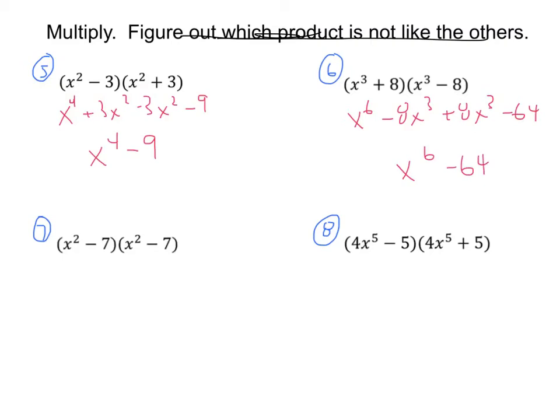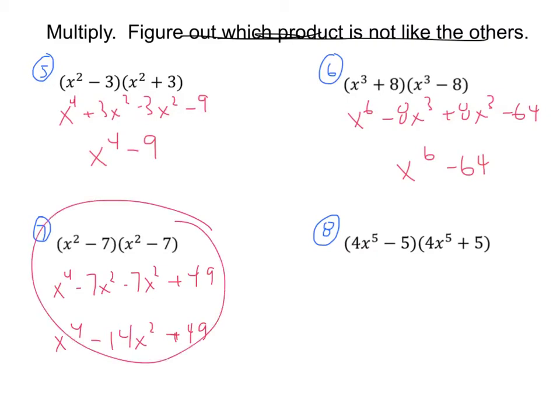You should be seeing the same pattern, right? You ended up with two terms, perfect square, perfect square. All right, 7. This is the one that doesn't follow the pattern, right? You end up with x to the 4th minus 7x squared minus 7x squared plus 49. This is x to the 4th minus 14x squared plus 49. So this is the one that doesn't follow the pattern. Okay, and the last one, I'm not going to show all the work, but on this one you should end up with 16x to the 10th minus 25.